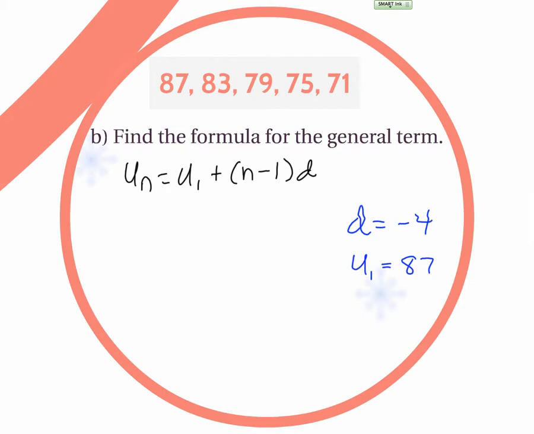What we will do is plug in the numbers that we know. Now, it's the general term, so I'm not going to know what n is. n will stay n. I'm just going to plug in my first term, plug in my common difference, and then I can do a little bit of simplifying to make it a little bit nicer. So I end up with U sub n equals 87 plus n minus 1 times negative 4.